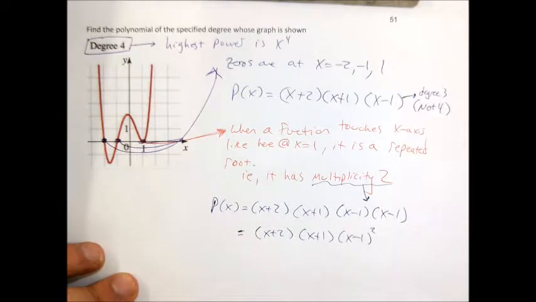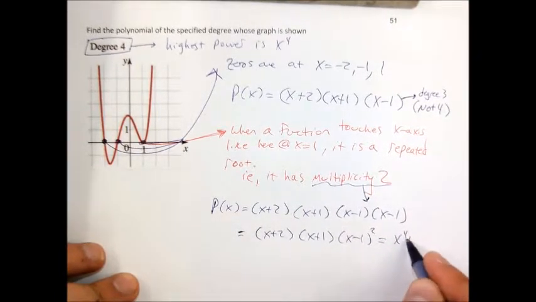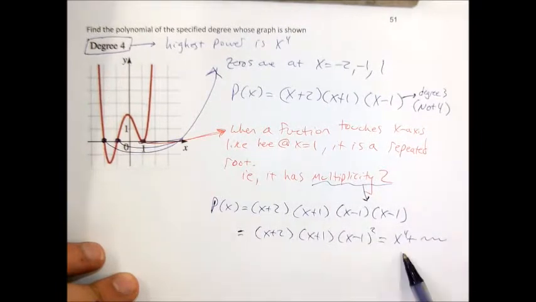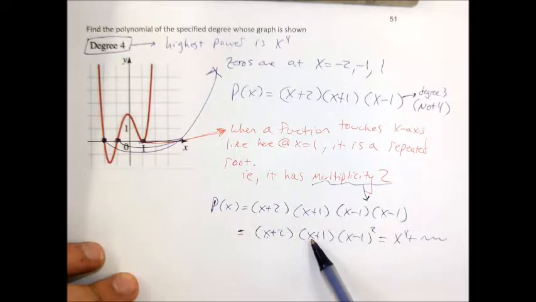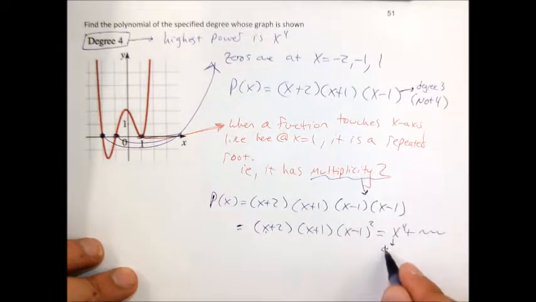And now, this is degree 4, right? Now if we multiplied this out, we would get x to the 4th plus blah, blah, blah. The biggest power would be x to the fourth because we've got an x times an x times an x squared. And so that's going to give me 4, right? And so this is good because this is degree 4, and that's what we wanted.